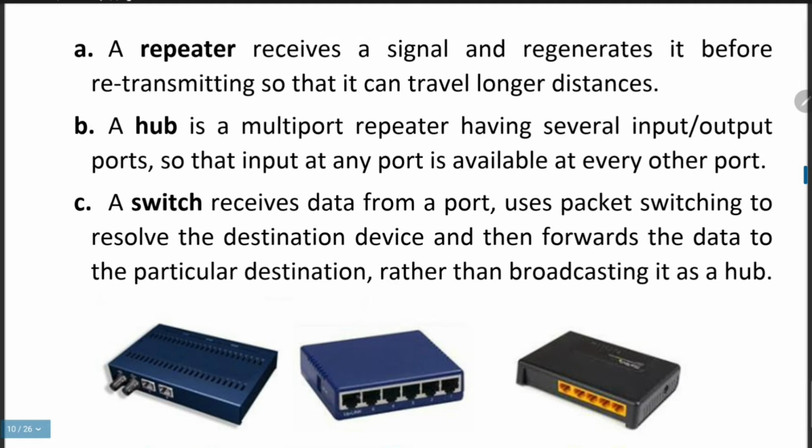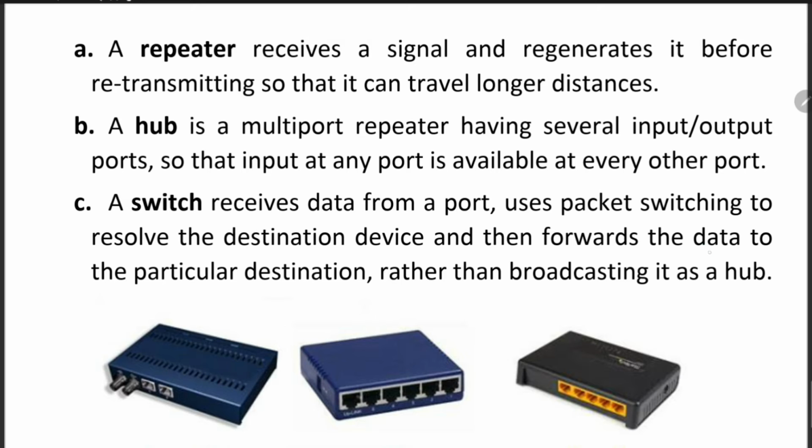Now, the next device is the hub. The hub is just a multi-port repeater. So instead of picking up the signal and transmitting it in one direction, the hub will pick it up and transmit it in several directions because it has a lot of ports to transmit the regenerated signal.